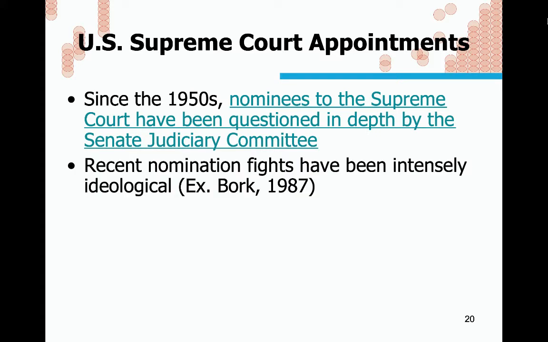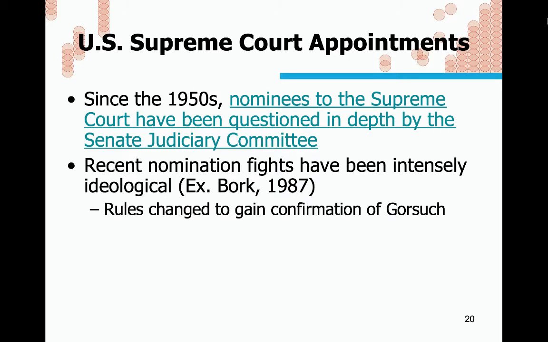Recent nomination fights have been intensely ideological. This began with the nomination of a guy named Robert Bork in 1987. The hearings were notoriously hard on the guy, and he ended up not being confirmed by the Senate. But the Bork nomination, which was led by the Democrats against a Republican nominee, led us to what you see above, the satirical take on the Kavanaugh nomination.